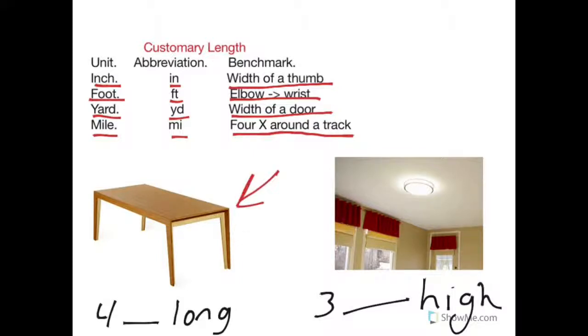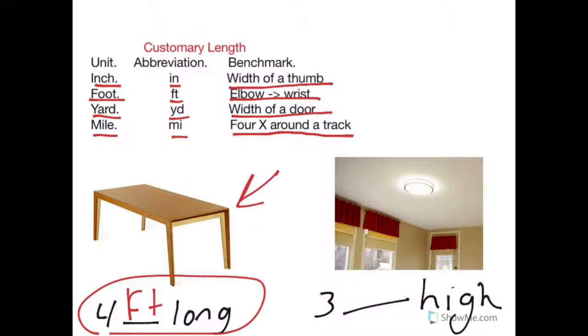You look at this table. I say that's about 4 blank long. What do you think that's going to be? 4 inches, 4 feet, 4 yards, or 4 miles? You said 4 feet. You're right. It's not 4 yards long. That'd be a very long table. It's definitely not 4 miles long. And if it was 4 inches long, we'd probably be looking at some kind of a toy table. But it's a real table, so we're going to say about 4 feet long.